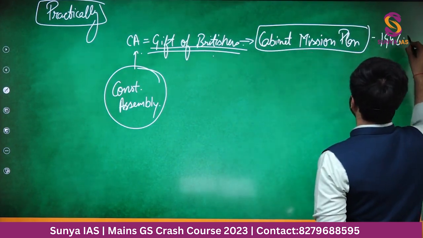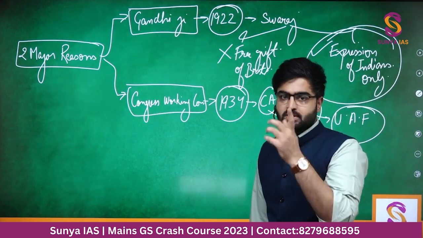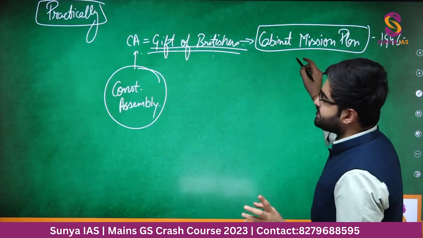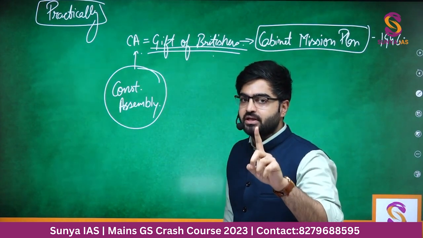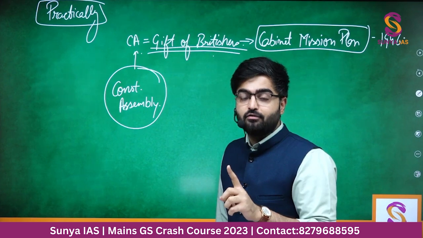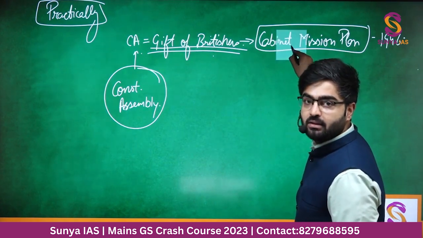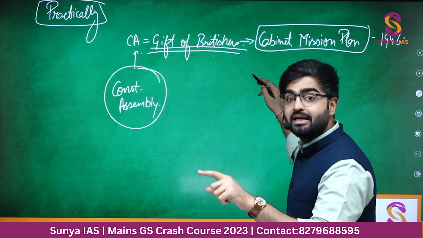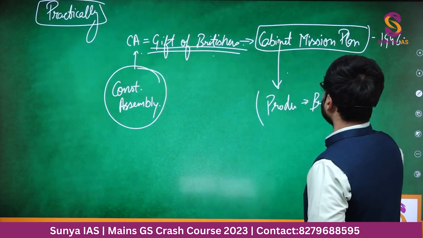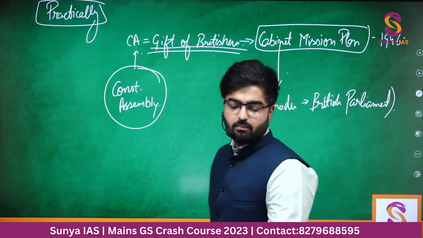The Cabinet Mission Plan of 1946 was exactly opposite to these two ideas. This is your first argument. The second argument we can propose is that we are saying that it has to be elected on the basis of universal adult franchise, will not be the product of Britishers, and will be the expression of Indians. And when we say that, does making the Constituent Assembly on the basis of the Cabinet Mission Plan justify this idea? The answer is clearly no, the reason being this Cabinet Mission Plan was nothing but a product which was passed by the British Parliament itself.